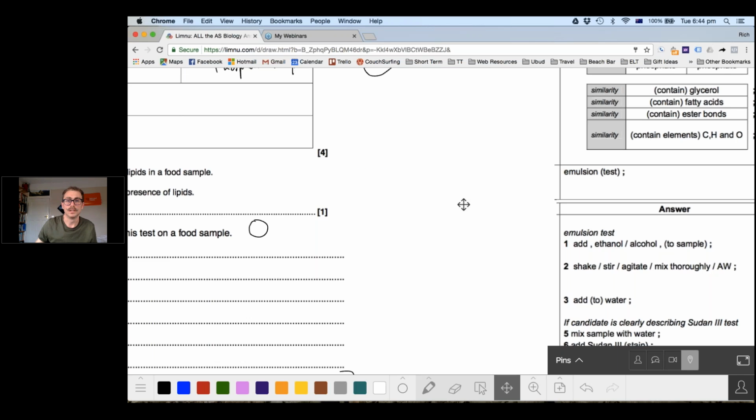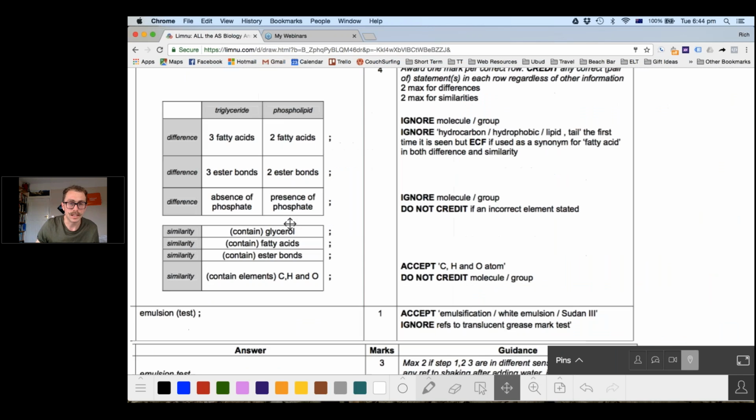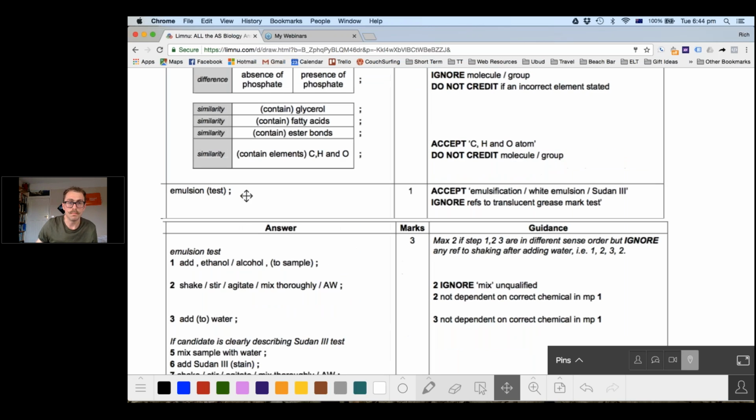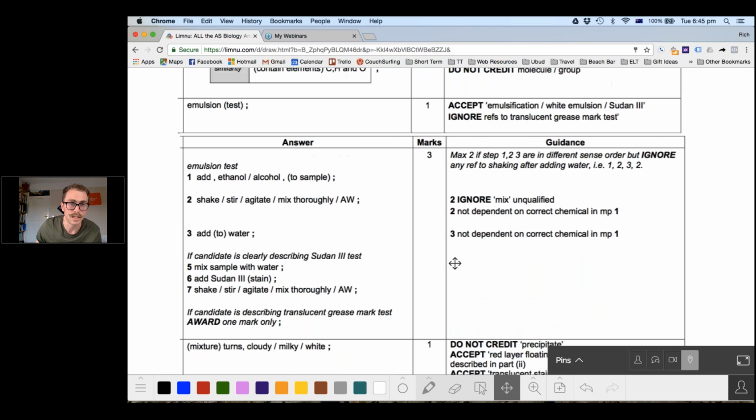Where is the answer? Okay, so this is the mark scheme. The differences: 3 fatty acids, 2 fatty acids, 3 ester bonds or 2 ester bonds, absence of phosphate, presence of phosphate. Similarities: contain glycerol, contain fatty acids, contain ester bonds, contain the elements carbon, hydrogen, and oxygen. What is the test called? Emulsion test. Does it allow alcohol test? Does not allow alcohol test. There is another test called the Sudan 3 test, but no one ever teaches it anymore.